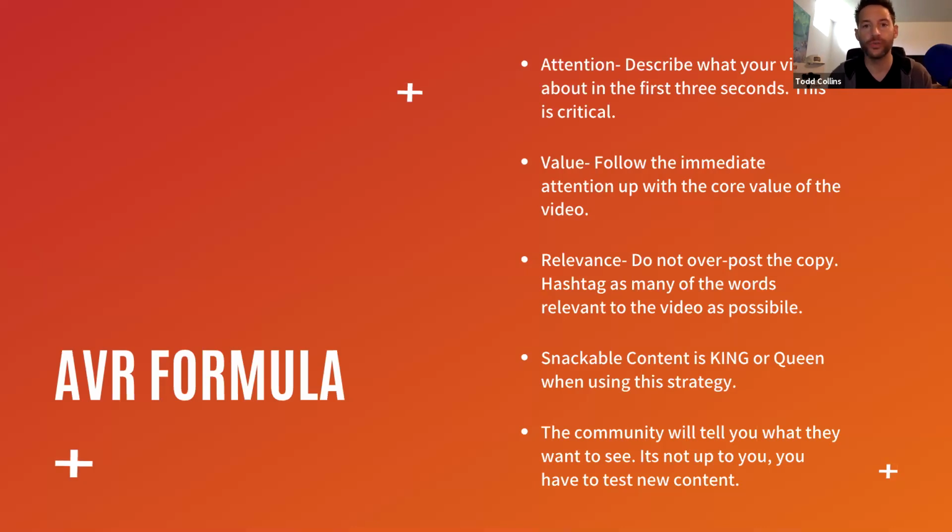Describe what your video is about in the first 3 seconds. If you don't do that, I'm telling you right now, you're going to get that wrist action with the thumb sticking out. Not good. So we need to describe what our video is about in the first 3 seconds. Give it a couple practice tries before you actually post it, but it's extremely important.